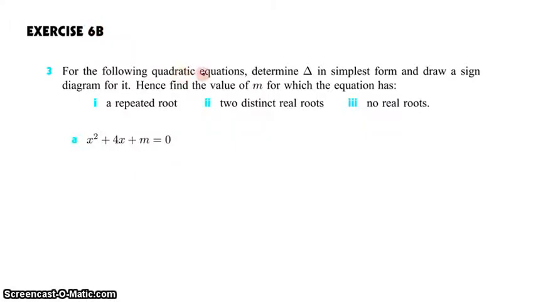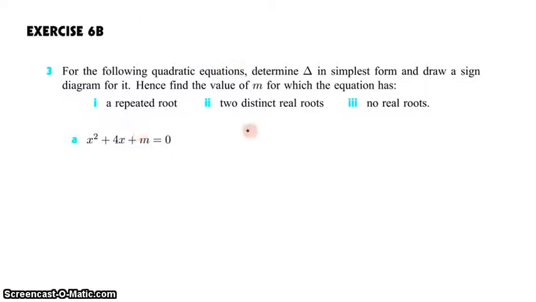It says, for the following quadratic equation, determine the discriminant in simplest form and draw a sign diagram for it. Hence, find the value for m, for which the equation has a repeated root, two distinct real roots, and no real roots. All right, so we have a quadratic equation here, except that we have an unknown m.